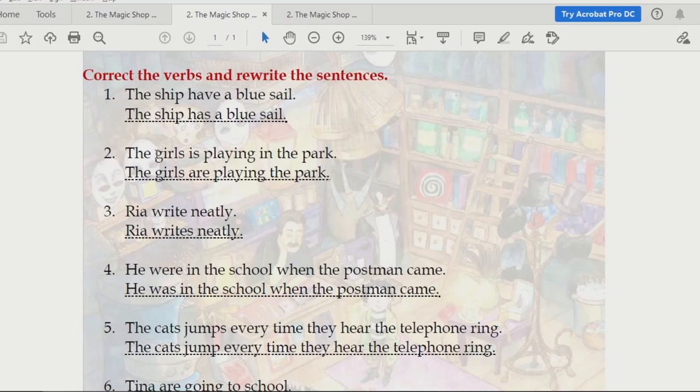We have more than one girl, that is girls. So the girls are playing. Is will turn to are because are is in the plural form. Next one, very easy. Ria write neatly. You can easily make out over here, you can understand that the letter S is missing. So it will turn to Ria writes neatly.